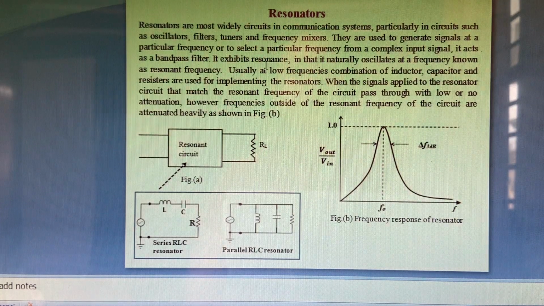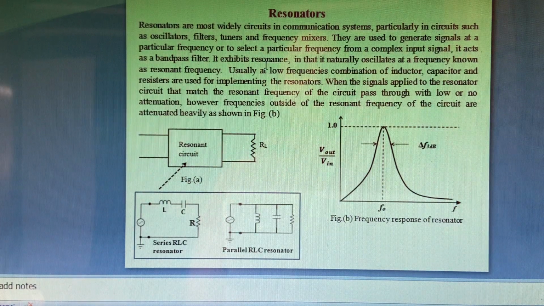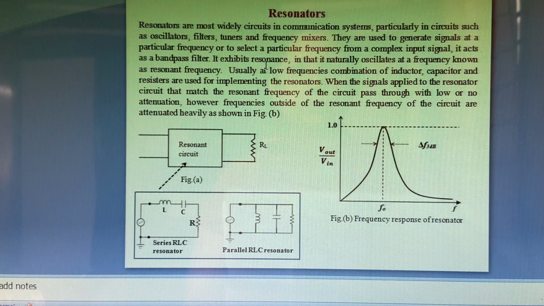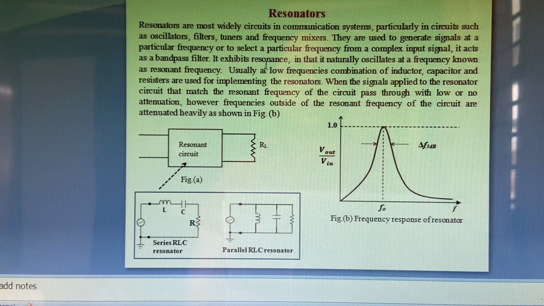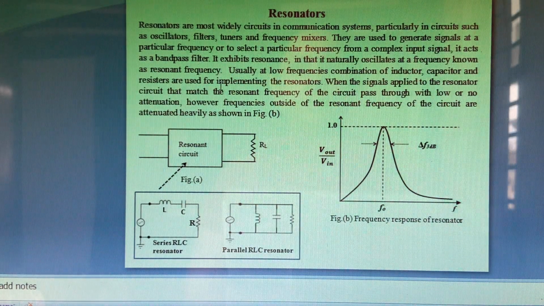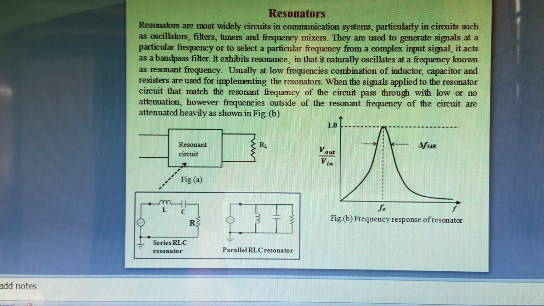Resonators are the most widely used circuits in communication systems, particularly in circuits such as oscillators, filters, tuners, and frequency mixers. They are used to generate signals at a particular frequency or to select a particular frequency from a complex input signal. It acts as a bandpass filter. It exhibits resonance in that it naturally oscillates at a frequency known as the resonant frequency. Usually at low frequencies, inductors, capacitors, and resistors are used to implement the resonators.